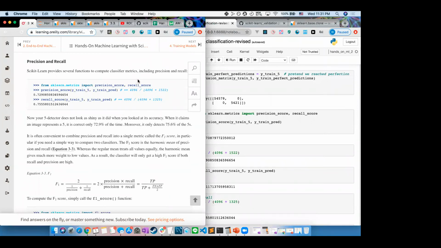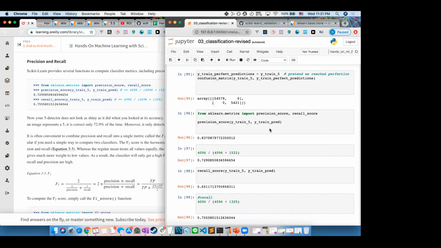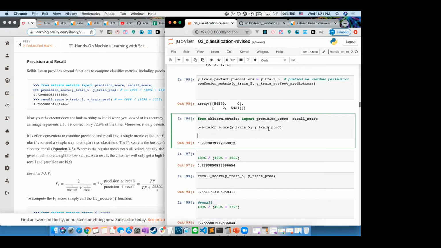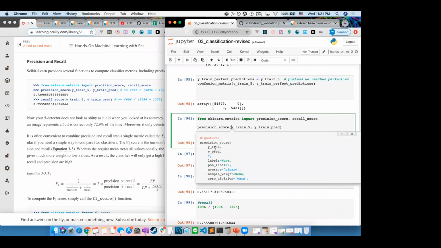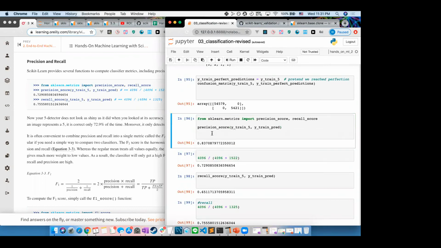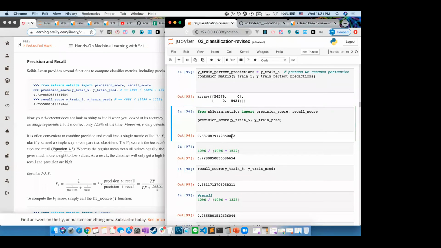Precision and recall, how do we get that? Scikit-learn provides several functions to compute that, and we can just import that from metrics directly and calculate that by passing in the true labels and the predicted labels, and that's how we calculate a precision score.